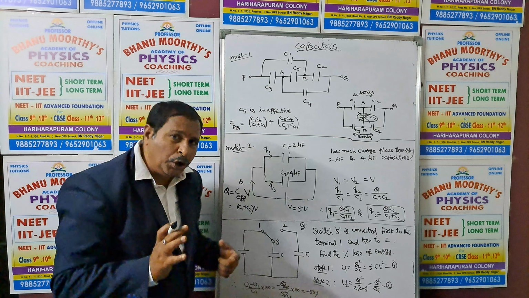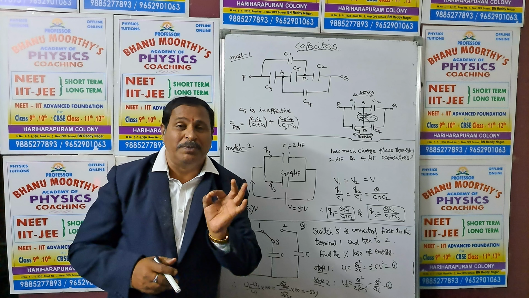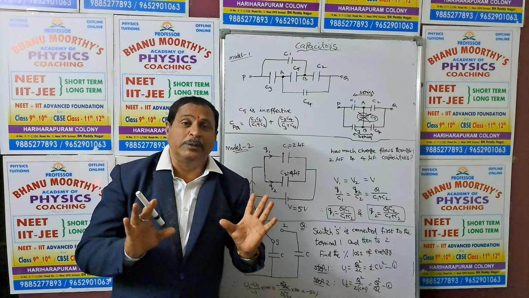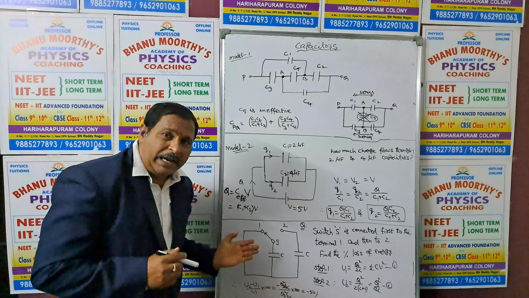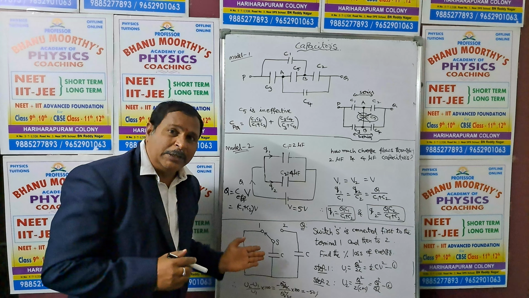Then Q1 by Q2. In such a case, capital Q will be cancelled, and denominators also will be cancelled. So, Q1 by Q2 equals C1 by C2 you will get. So, this is the most important model from an entrance point of view. Now, quickly let us move to the third model.